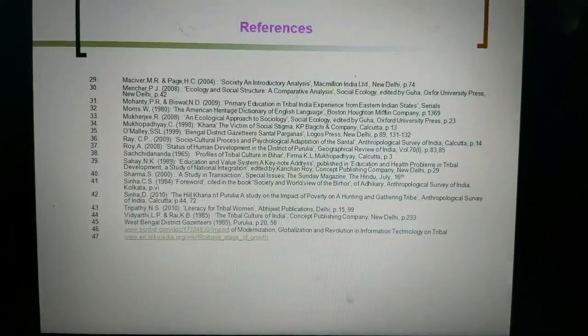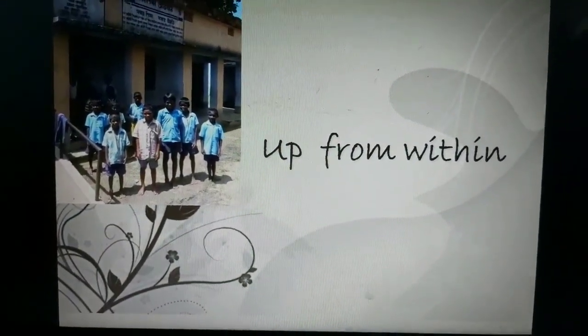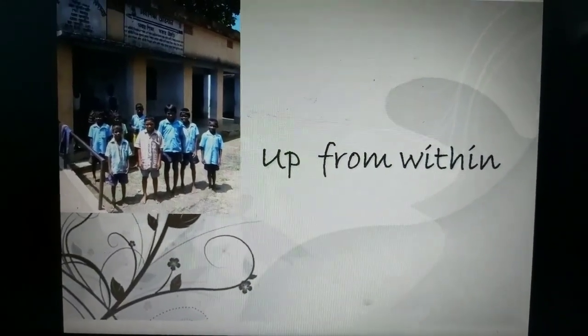Now, these are the references I have used in my research, and in fine, I must say that tribes should be developed from within, not by ourselves.